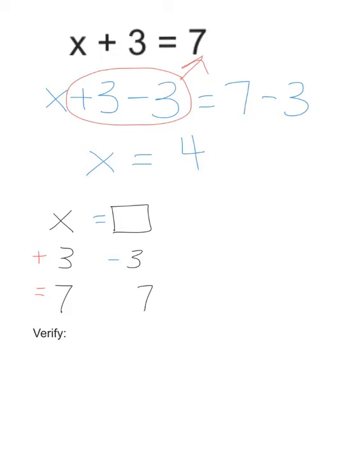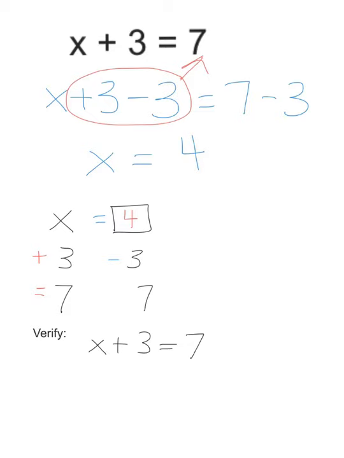We can also use a flowchart to help us solve for x. So our original equation was x plus 3 equals 7. We have to perform the inverse operations for this equation to determine the value of x. So 7 subtract 3, because that's the inverse of adding 3, would give us an answer of 4.